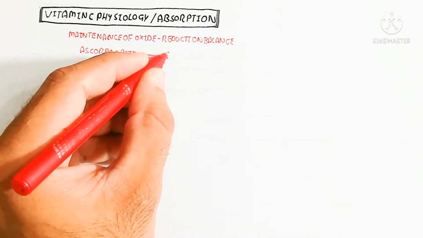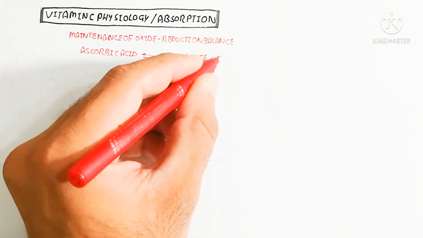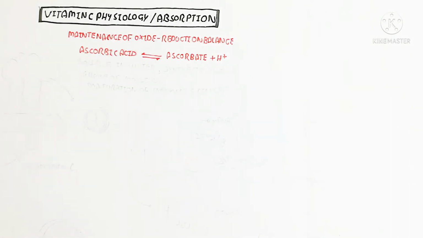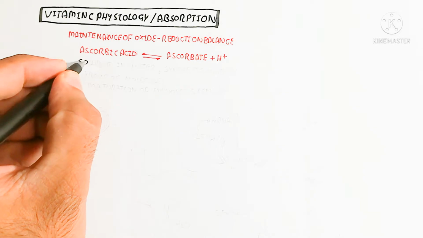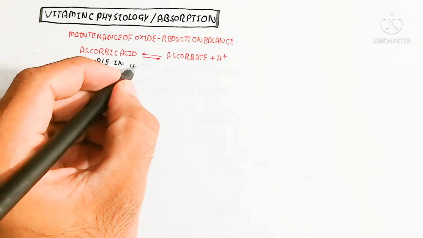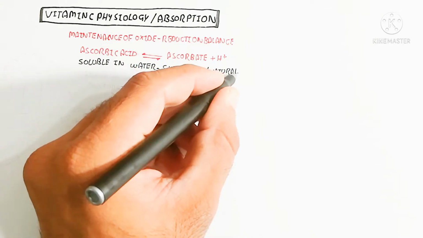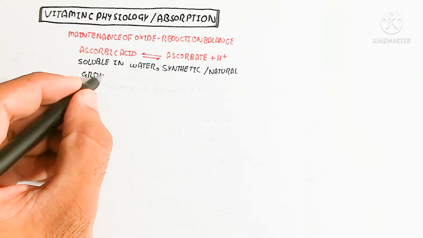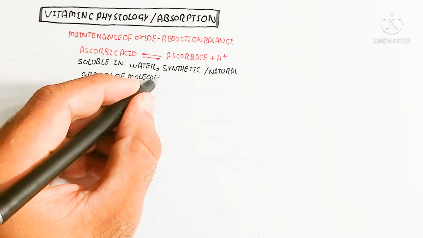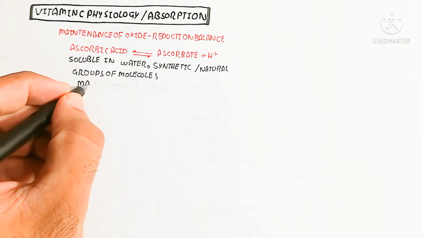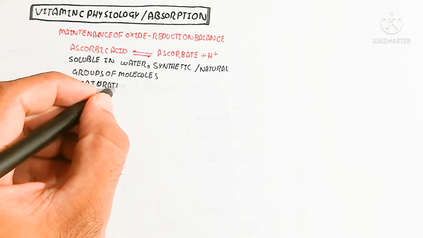On the other hand, it is soluble in water, and it includes synthetic as well as natural groups of molecules. The maturation of embryonic stem cells is a major characteristic for it, and it has many functions. So we will discuss our view about vitamin C.